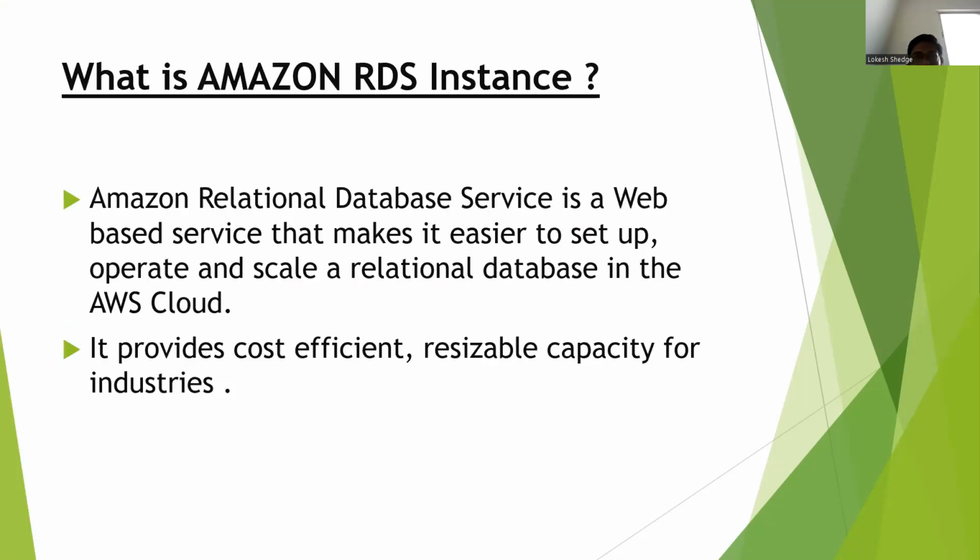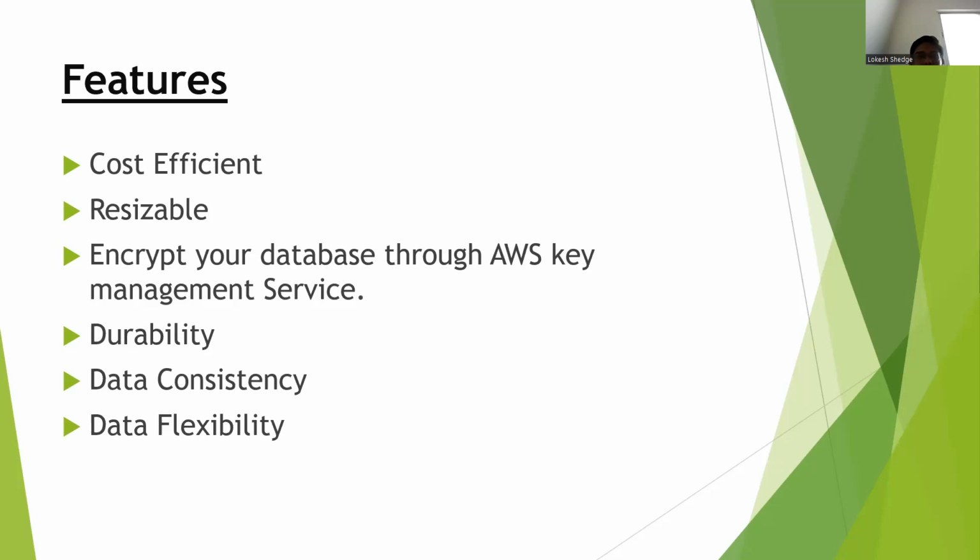Then the next task is to set up an Amazon RDS instance. So what is an RDS instance? Amazon Relational Database Service is a web-based service that makes it easier to set up, operate, and scale a relational database in the AWS cloud. It provides efficient, resizable capacity for the industries. So these are the features: it is cost effective and resizable. You can encrypt your database through the Key Management Service. It is durable. It also provides data consistency and data flexibility.